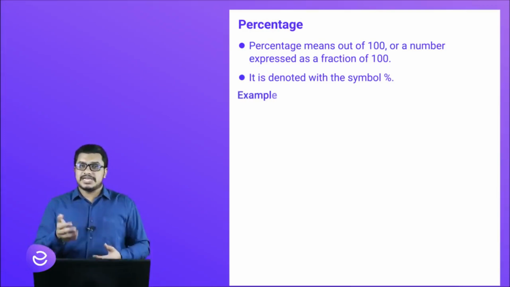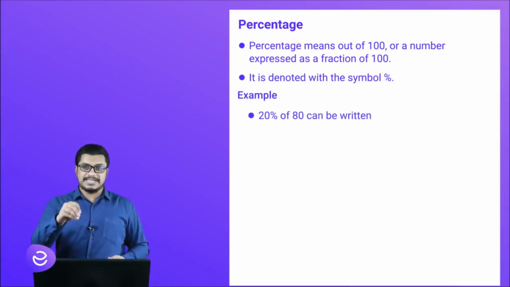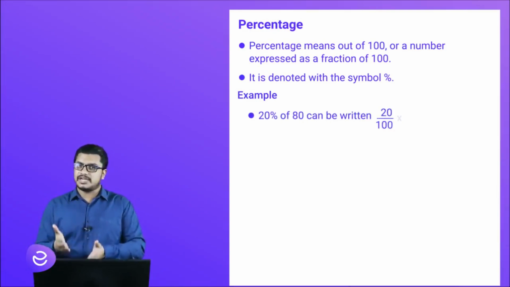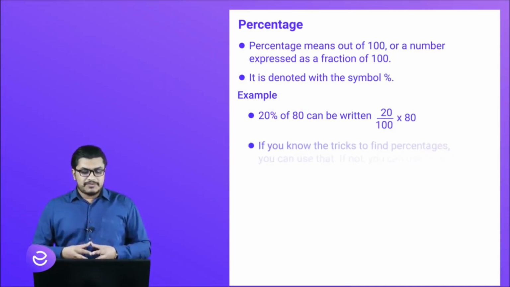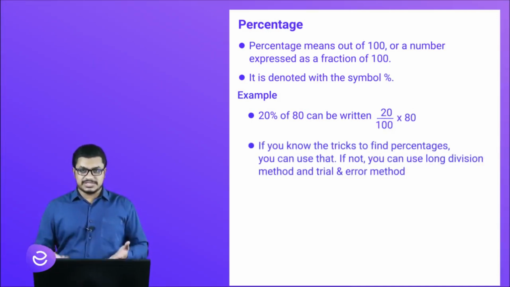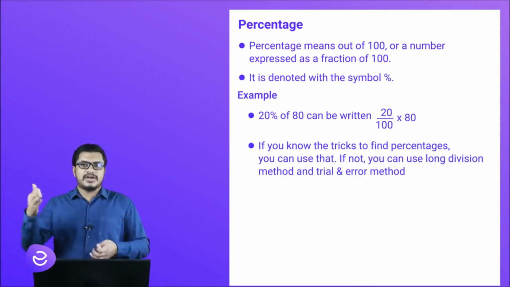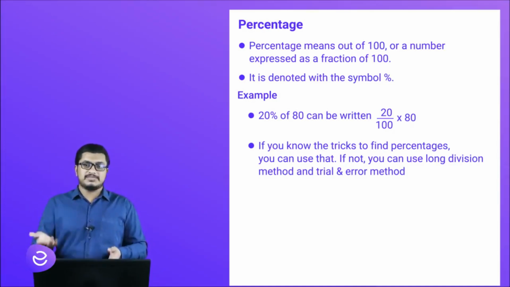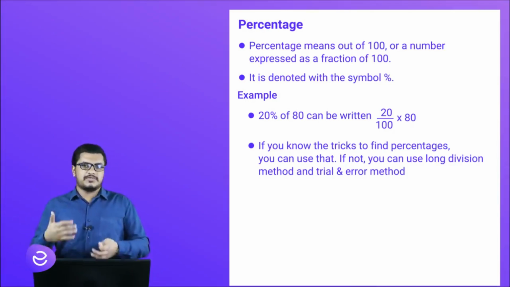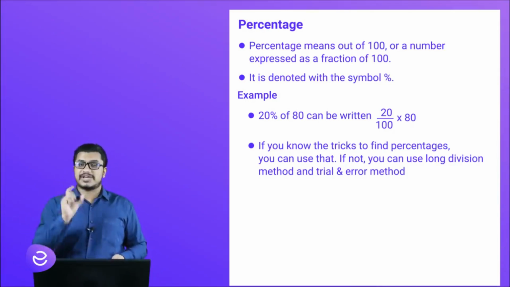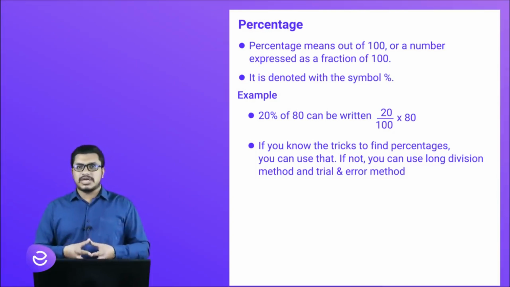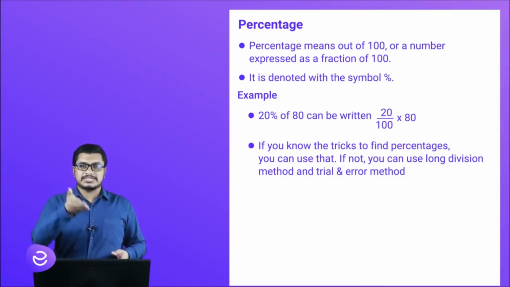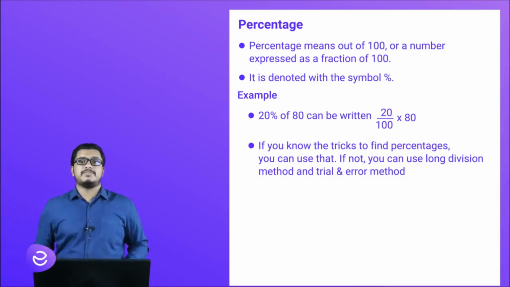So 20%, for example, 20% of 80 can be written as 20 by 100 into 80. If you know the tricks to find percentages, you can use them, or if not, you can use the long division method. The trick is that you can cut, cross multiply sometimes, and take the common factors. If you know that, you can do it very easily. It is recommended that you study those simple tricks and tips which you studied in the lower classes. You know how to take the common factors, how to cut some of the common numbers, some of the even numbers.